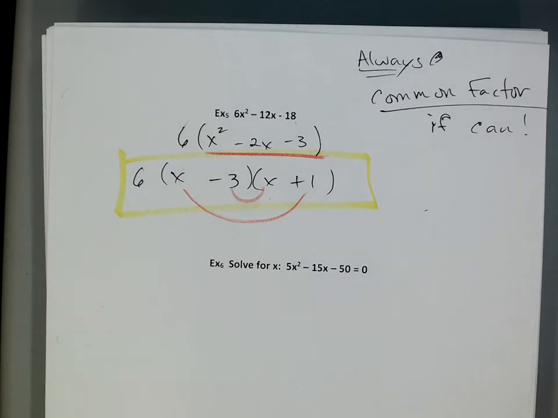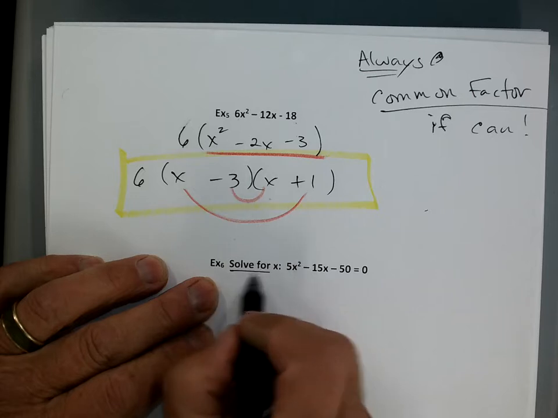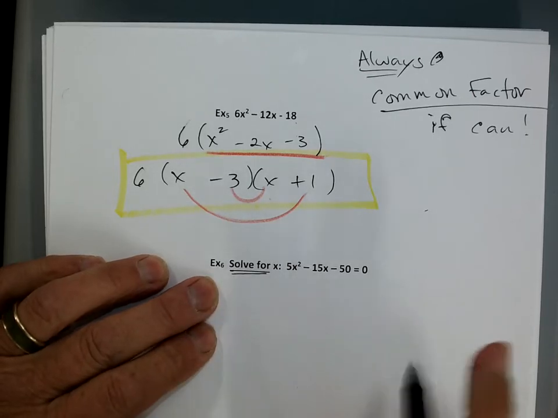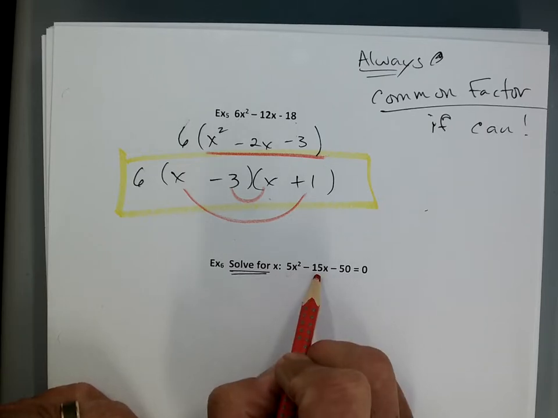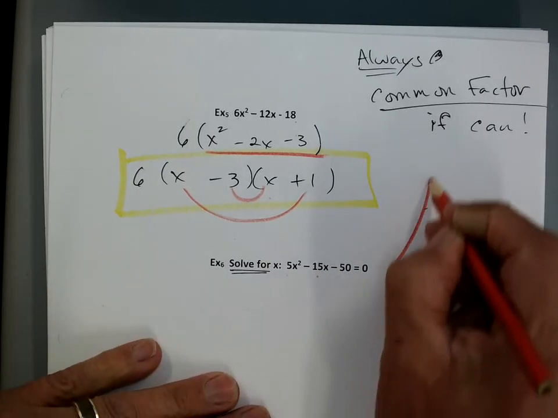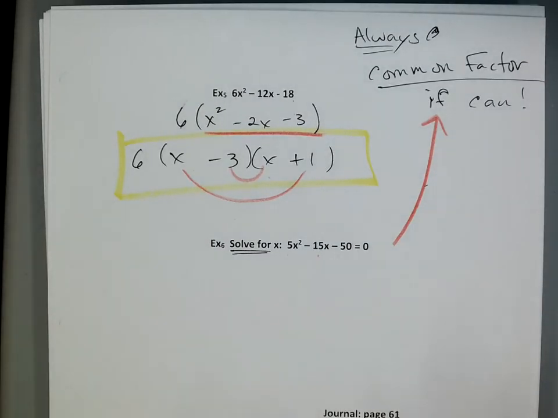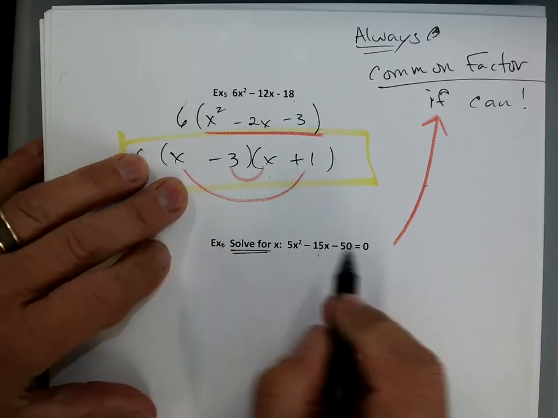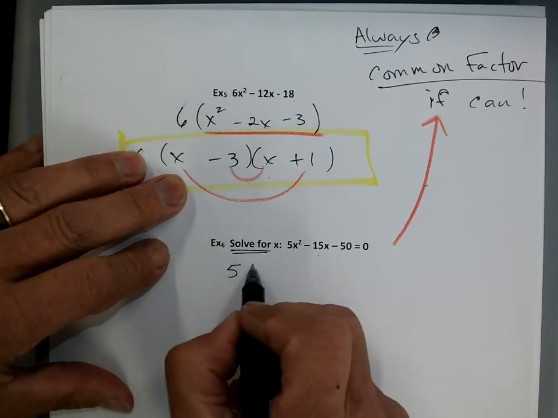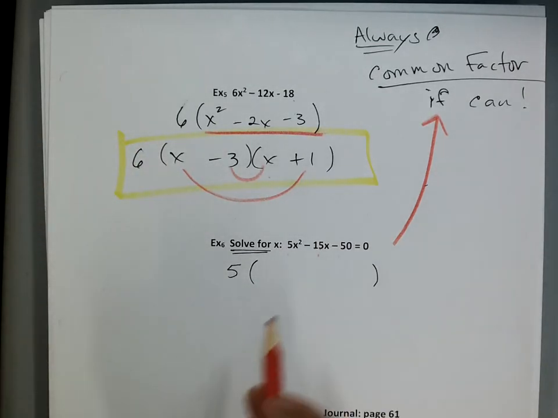Okay, so how about the last problem? I've got to solve for x, but what I notice, 5, 15, and 50, I notice I can common factor. So if I can common factor, I will. So I'm going to common factor out a multiple of 5. Let's see how that helps. Take out my 5. And I'm going to common factor out my 5 out of all of these terms.